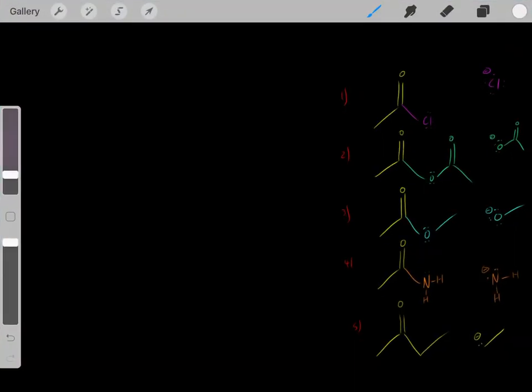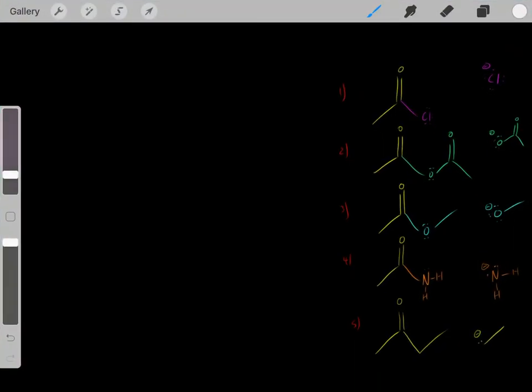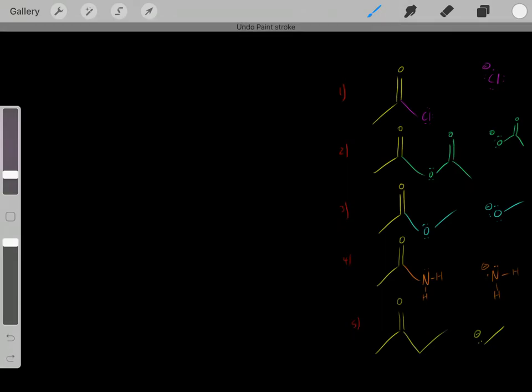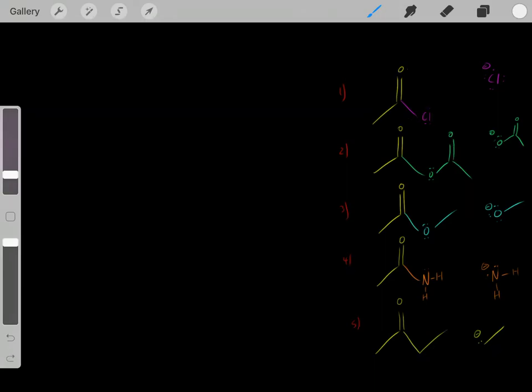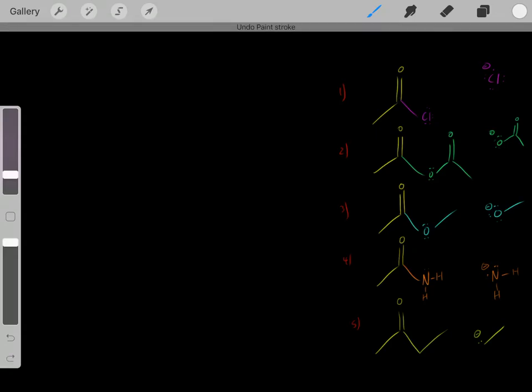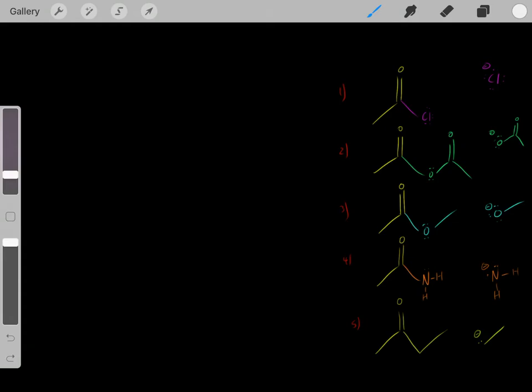So, if you're taking a second semester organic chemistry class, you need to be familiar with this hierarchy, with this order, where this acyl chloride is the most reactive. It's the most reactive out of these 5 compounds because it has the most electrophilic carbonyl. And then comes this acid anhydride. This acid anhydride is the second most reactive because it has the second most electrophilic carbonyl carbon.